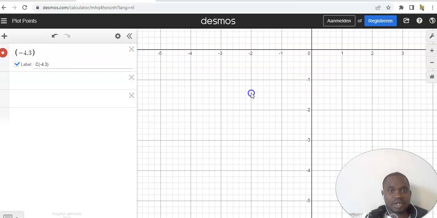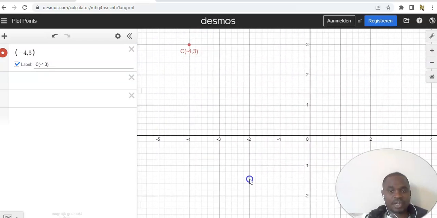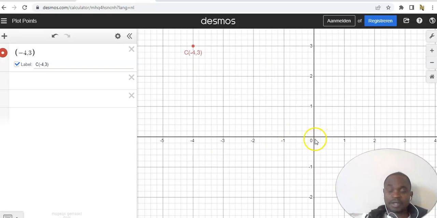So it means on the graph we must move -4. Negative, how do you move -4 on the graph? The first value, which is x, must move 4 to the left. 1, 2, 3, 4. Then we must move 3 up because 3 is positive on the y value. So you move 1, 2, 3. So this is (-4, 3). Okay, we are done with that one.